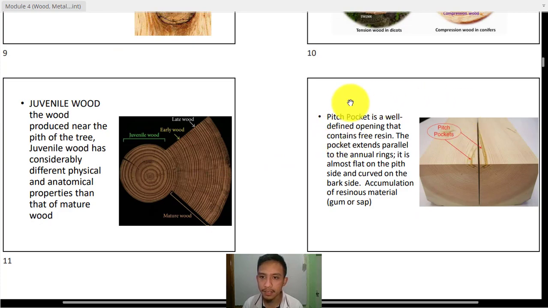So we have here these defects. Okay, we call this one defects of trees. One is the pitch pocket. Okay, it is a well-defined opening that contains free resin. Okay, so we can find a resin here, which will actually affect the uniformity of the cross section.